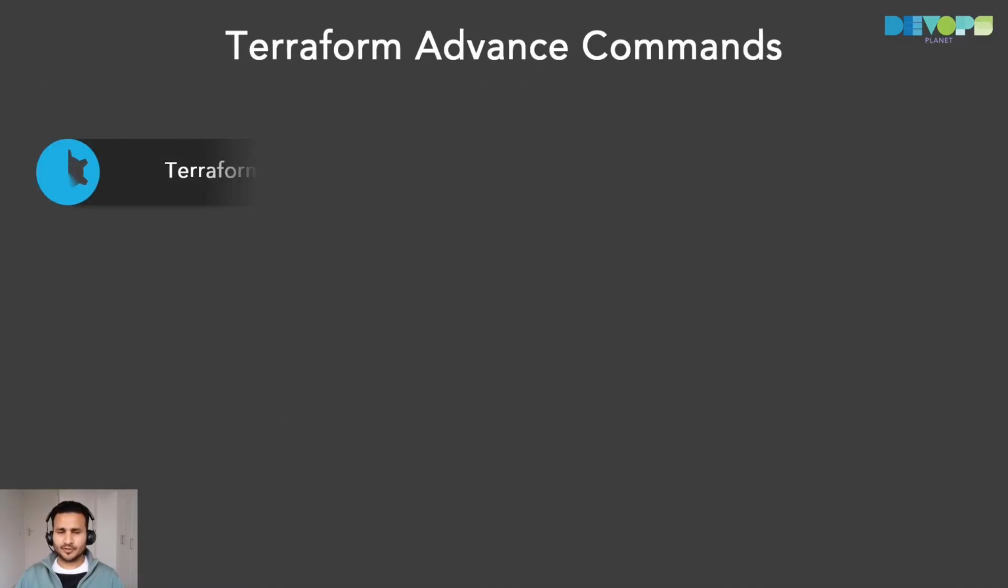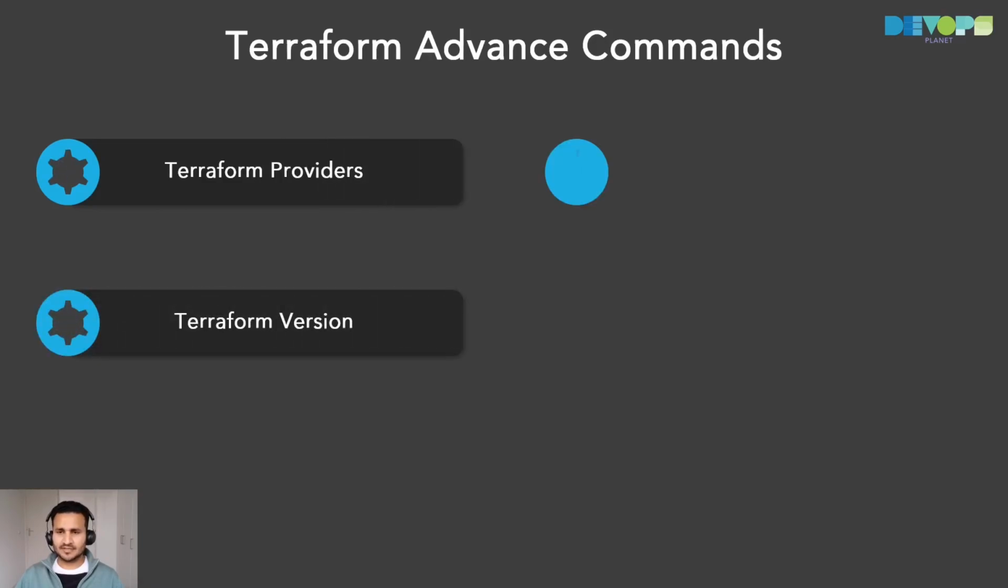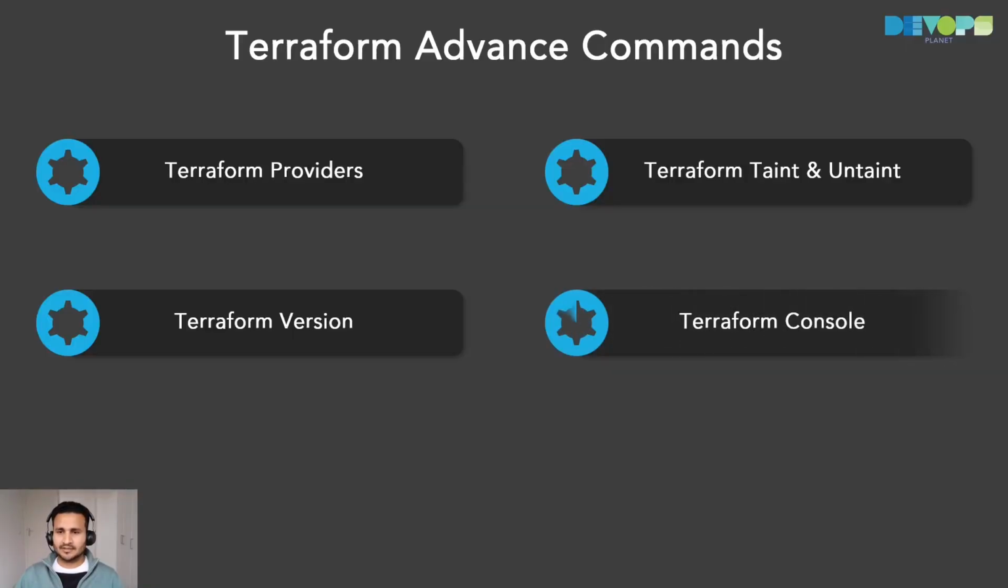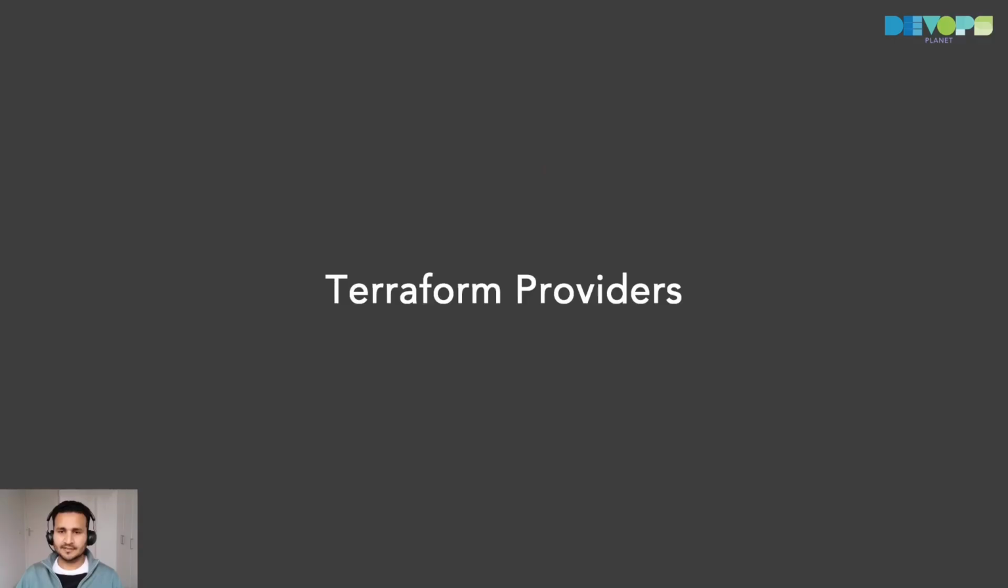In this section, we are going to talk about the Terraform providers command. Then we will discuss the Terraform version command. Then we will talk about the Terraform taint and untaint commands. Then we will have a look at the Terraform console command. And at the last, we are going to talk about the Terraform graph command. Let's start with the Terraform providers.